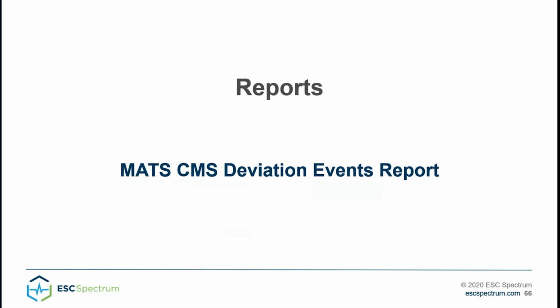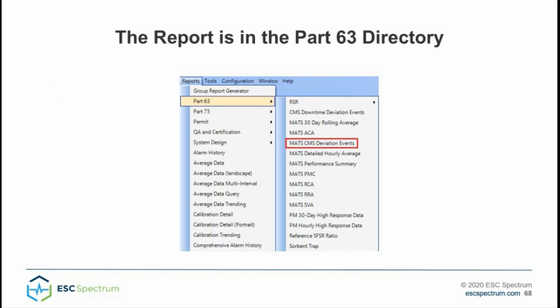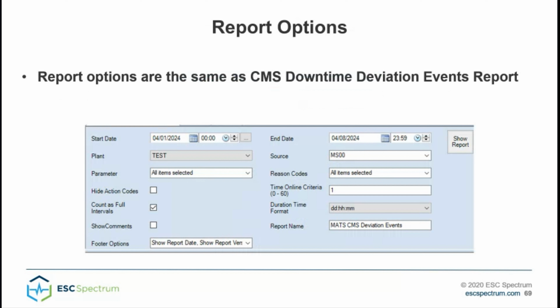MATS CMS deviation events report. So this looks very similar to another report, but this is used to determine deviations using the new is deviation code rather than just reason codes and missing, invalid, and OOC. That is deviation was added in the last few releases to Data Lab and XScript and a few other places. The report is in the Part 63 directory, MATS CMS deviation events, and it's very similar to the CMS downtime deviation events report, and the options are the same.